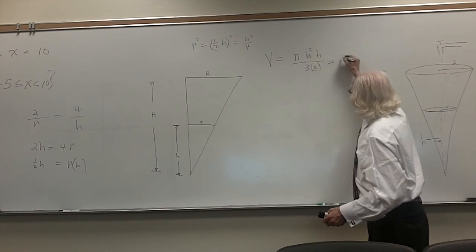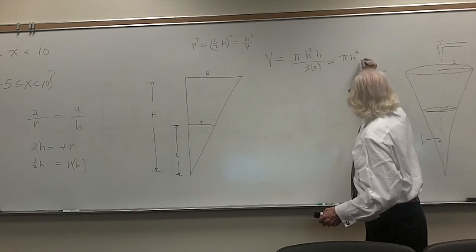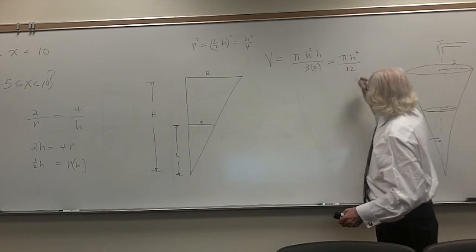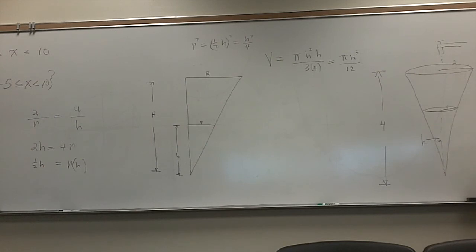So now I have pi h cubed divided by what? 12. Do you see what I've done? How many of you see? Some of you don't.